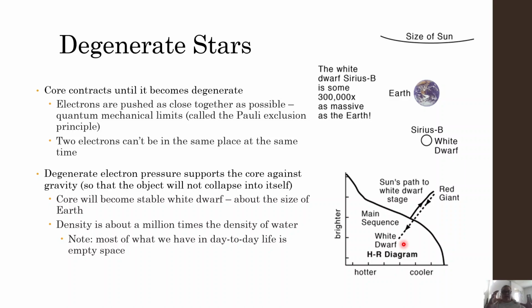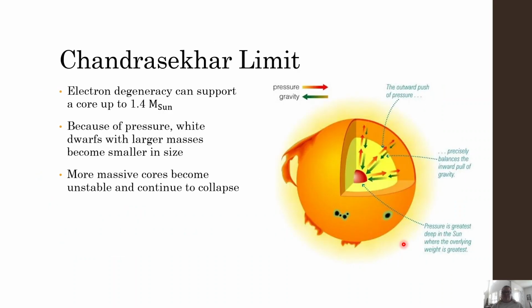So again, these electrons will become very, very close together, but they can't be in the same place at the same time. And so this is where we get this degeneracy. Okay. So there is a limit to this. So the electron degeneracy can support a core up to 1.4 times the mass of the sun.